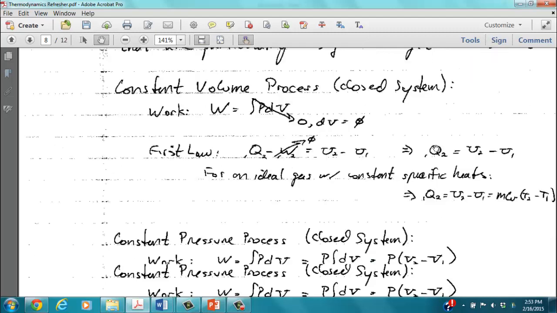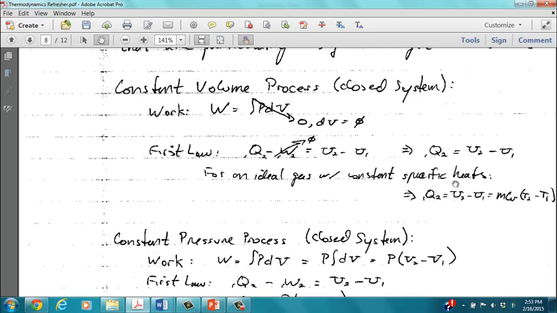And if we have an ideal gas with constant specific heats, then we can say that Q1 to 2 is equal to the mass times the constant volume specific heat times the temperature at state 2 minus the temperature at state 1.